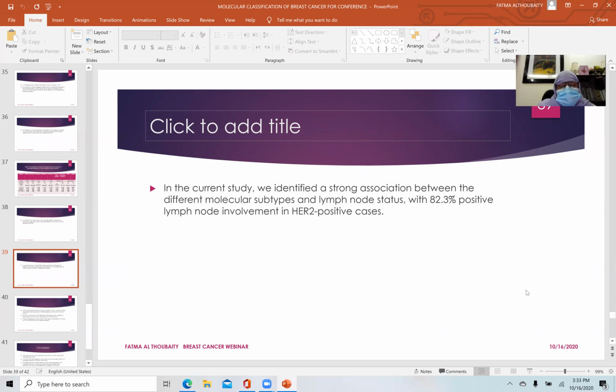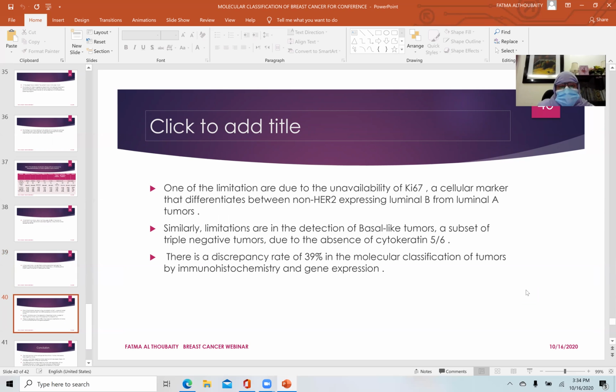In the current study, we identified a strong association between different molecular subtypes and lymph node status, with 82.3% positive lymph node involvement in HER2 positive cases. One of the limitations is the unavailability of Ki67, a cellular marker that differentiates non-HER2 expressing luminal B from luminal A tumors. Similarly, there are limitations in the detection of basal-like tumors as a subset of triple negative tumors due to the absence of cytokeratin 5/6. There is a discrepancy rate of 39% in the molecular classification of tumors by immunohistochemistry and gene expression.